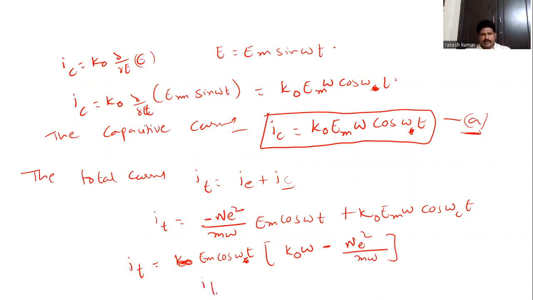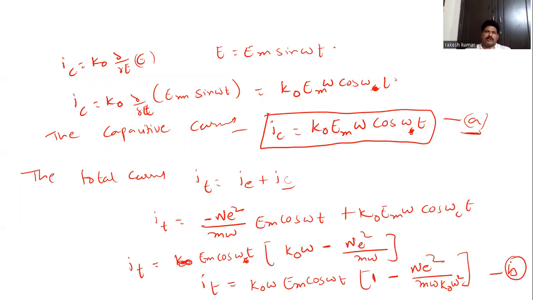Okay, so in this, if I take K naught omega also common, IT is equal to K naught omega into EM cos omega t into 1 minus N E square by M omega square K naught. Okay, let us consider this as equation B. Now let us compare A and B.